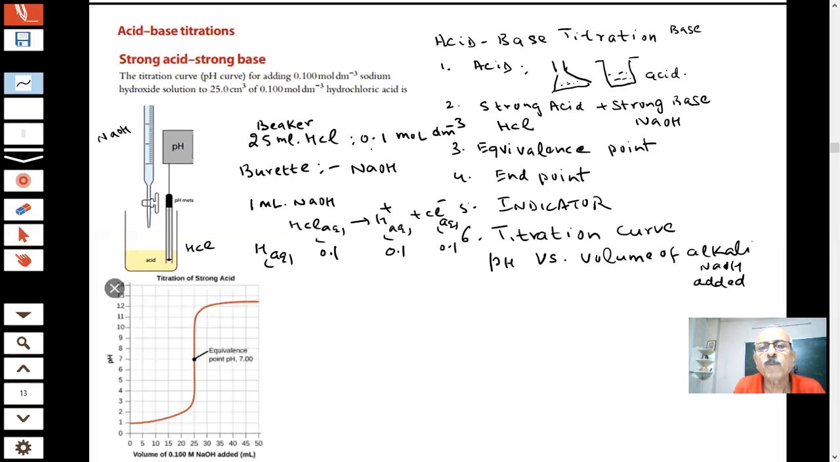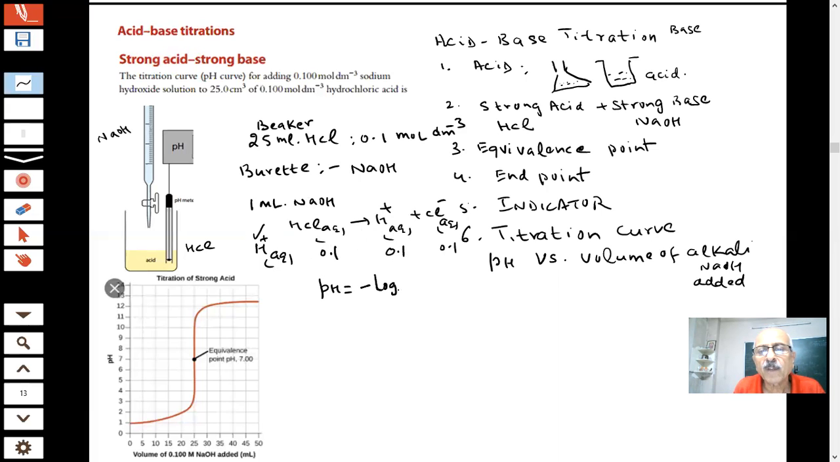Yes, sir. But you have 0.1 mole decimeter cube. If you are saying the concentration of H plus ions is how much then? The concentration of H plus ions is 0.1 mole per decimeter cube, and that is the molarity which you have taken. And then how do you calculate the pH?